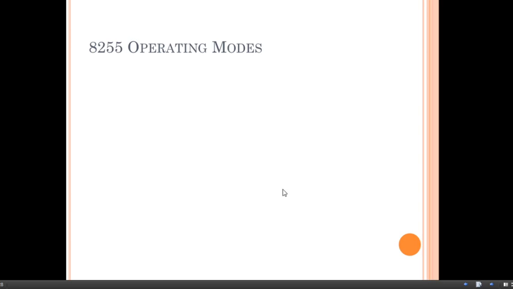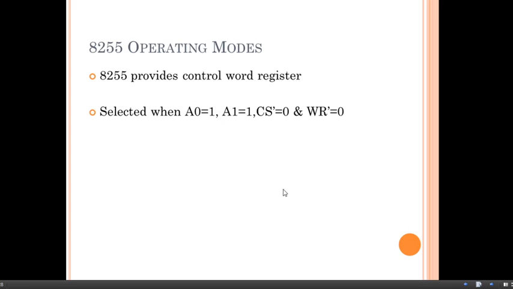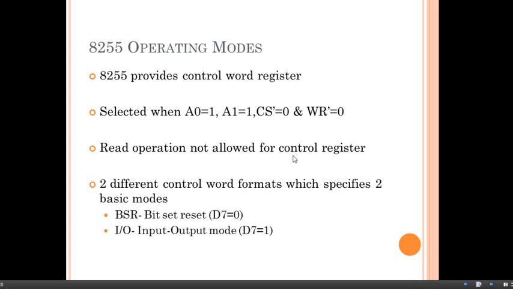So 8255 operating modes. This 8255 IC provides the control word register, which is called CWR. These operating modes can be selected when A0 is 1, A1 is 1, CS bar is 0 and write bar is 0. The read operation is not allowed for the control register.